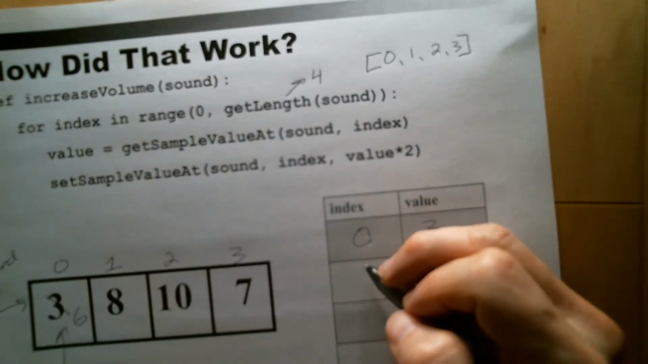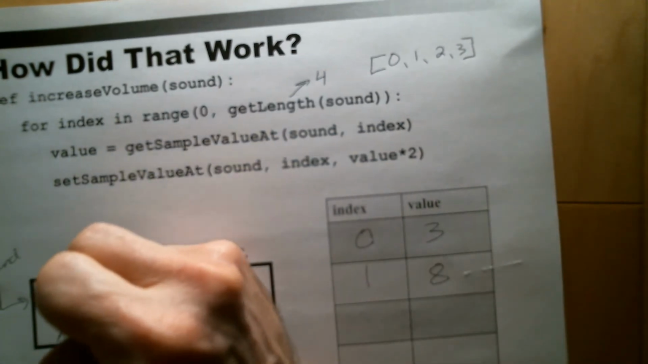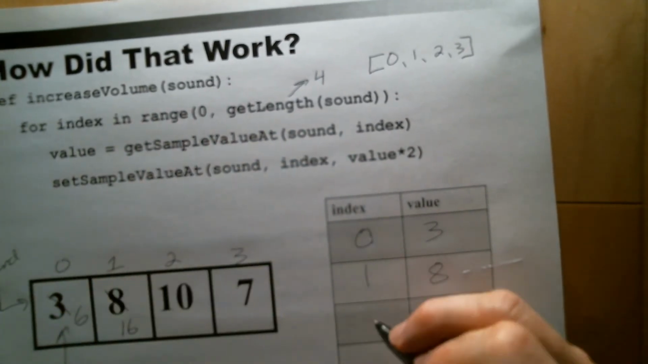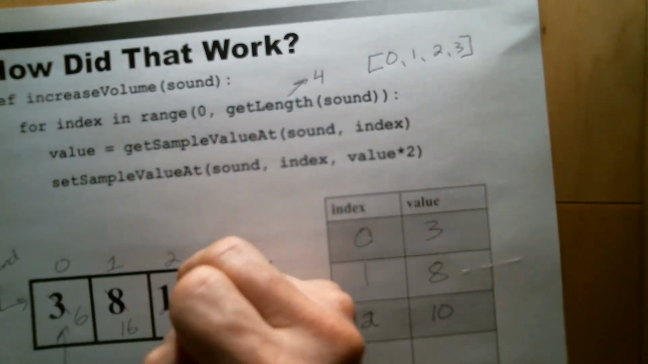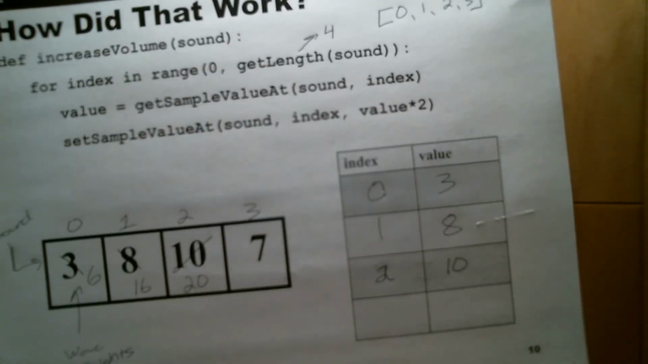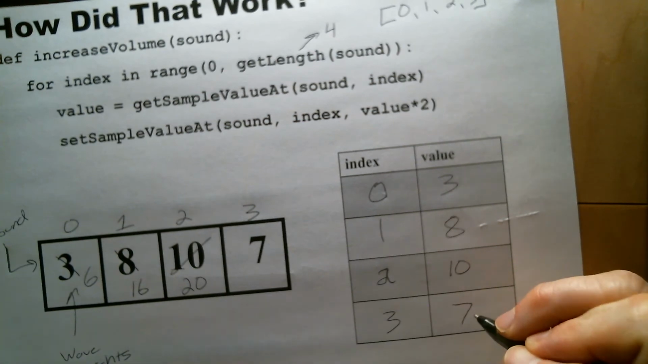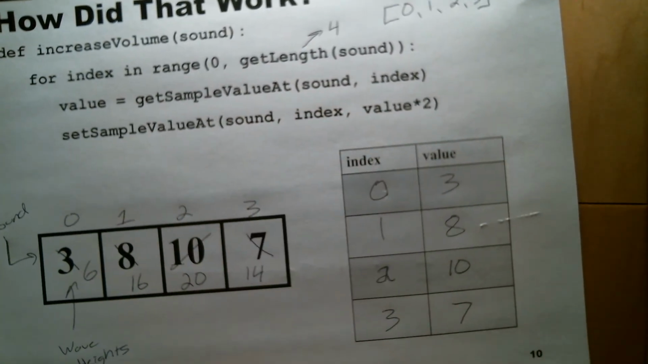Then when the index is 1, we're going to retrieve the 8. We're going to double it, and that 8 is going to become a 16. When the index is a 2, we're going to get a value of 10. We're going to double it, and that 10 is going to become a 20. And when that index is a 3, the value is going to be a 7. Then we're going to double it, and it's going to become a 14.